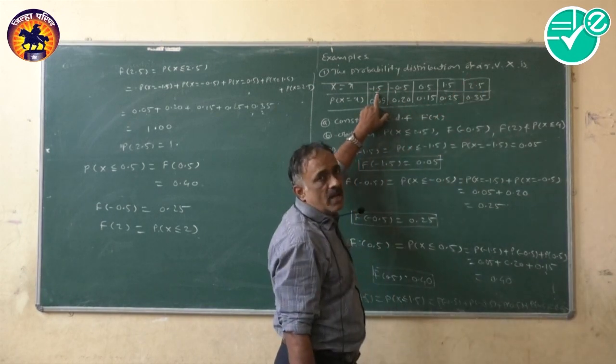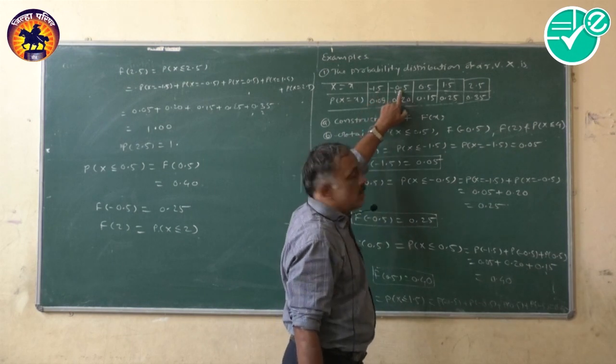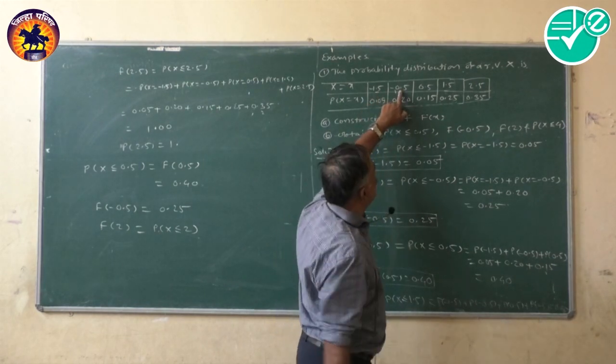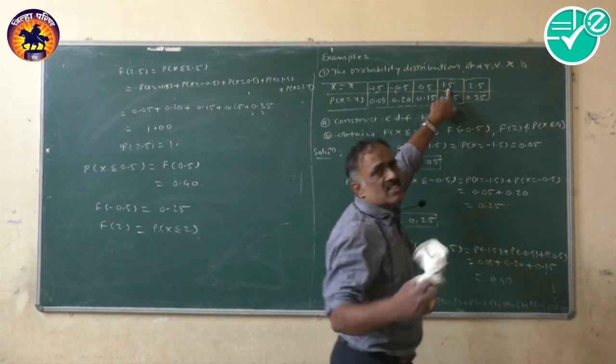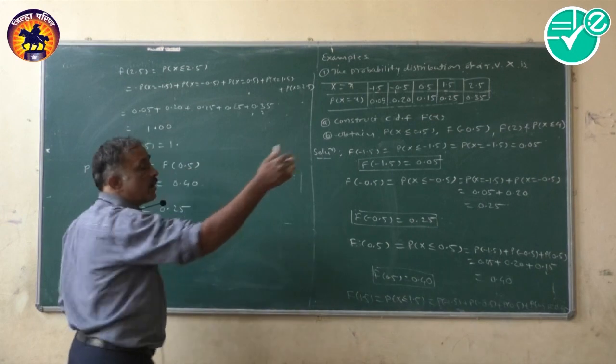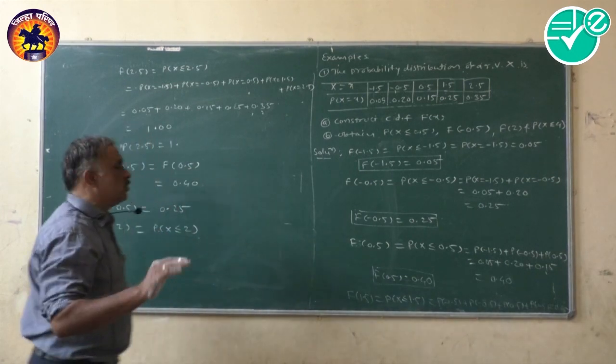Naturally, it is minus 1.5. Definitely, it is less than 2. Minus 0.5, it is less than or equal to 2. 0.5, it is less than or equal to 2. 1.5, it is less than or equal to 2. 2.5, it is greater than 2. So we should not take it.